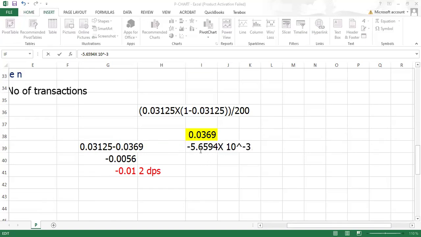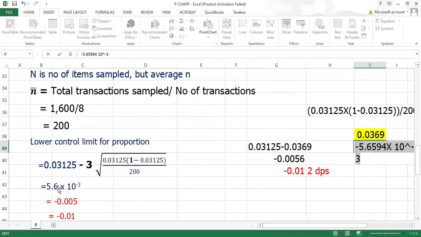So what does this one mean? It means that if you have this, I tried to write it in this form. It is negative 5.6 times 10 power negative 3. So if I want to write that in decimal points, I start with negative 0 point, then I write zeros, then I count.